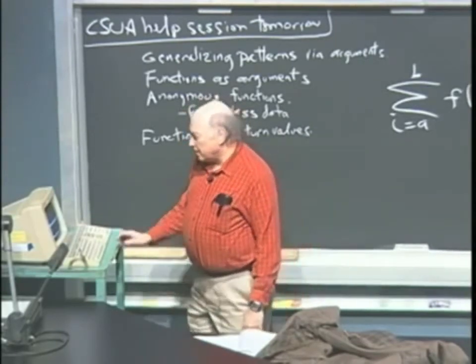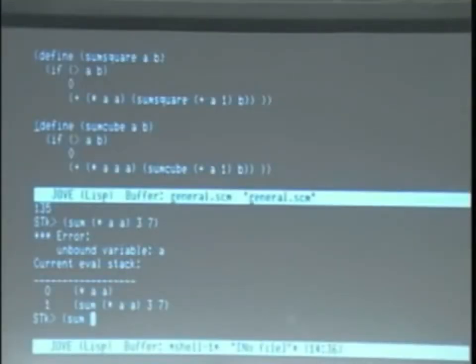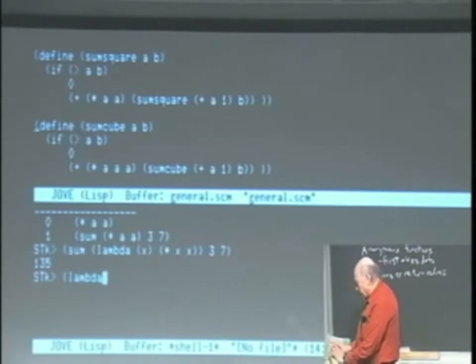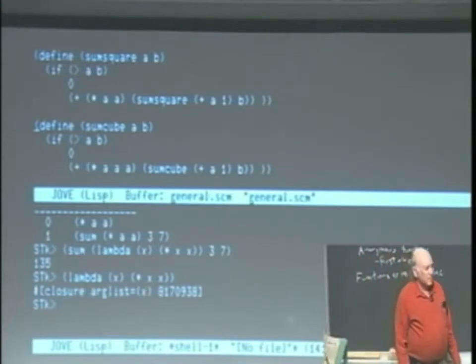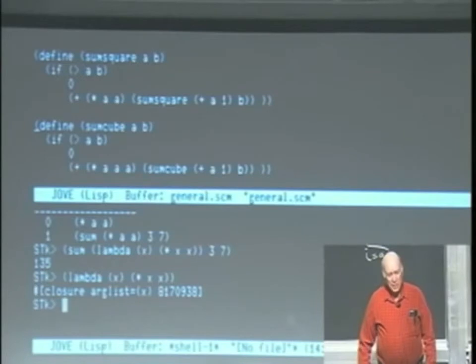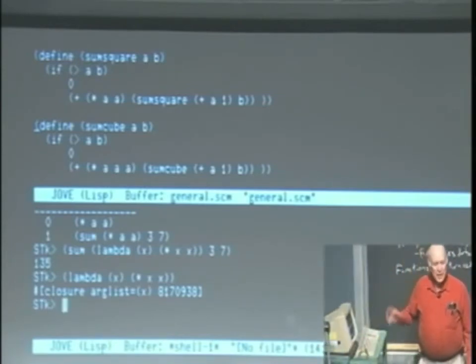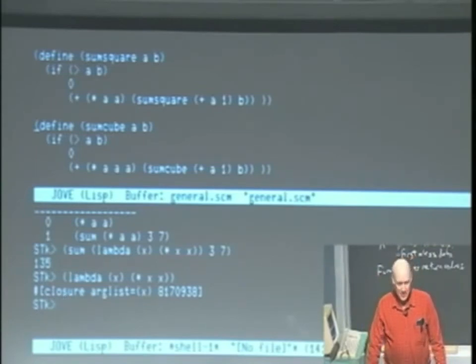The notation is actually a little unpleasant. It's this. Say sum lambda of x times xx from 3 to 7. So if I just type lambda x times xx, I get this ugly thing that you can't actually type into Scheme, but Scheme will print out at you, which is its internal representation for procedures. But in terms of the substitution model, what you asked before, the thing to think of as what's going on is it's this lambda expression that gets substituted in into the body of the procedure.